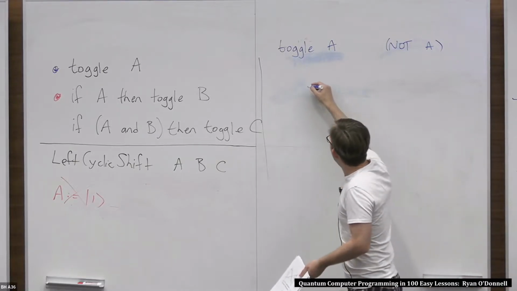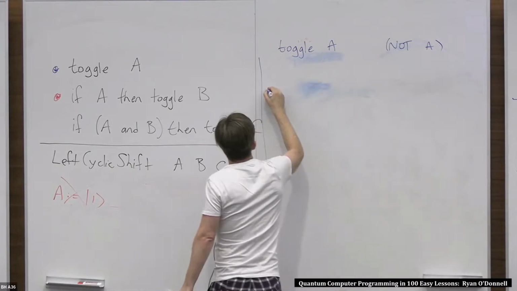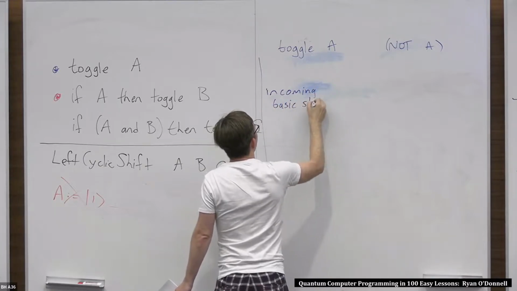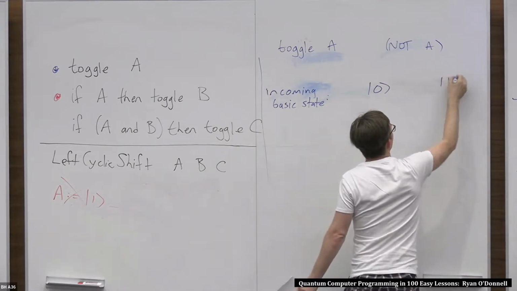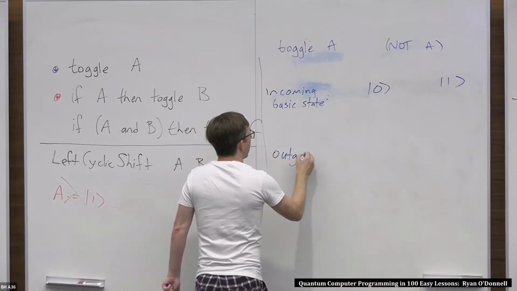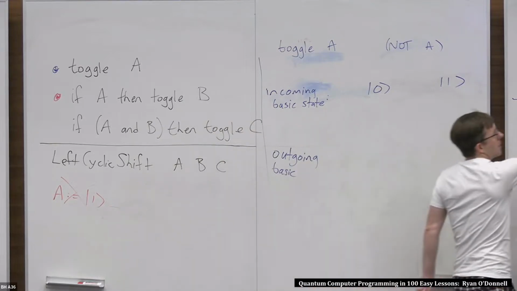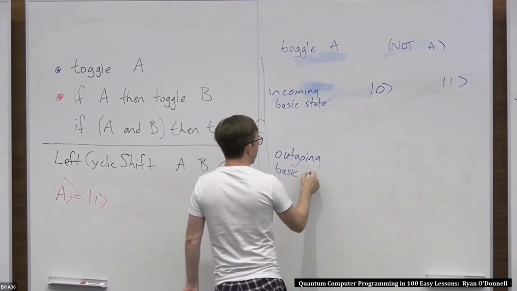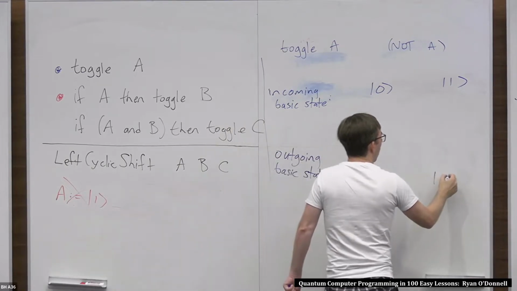I would say, okay, well, I'm going to write all the possible incoming basic states. So it could be 0, or it could be 1. And then let me write outgoing basic states. And because I know it's a classical type instruction, it has this basic state in, basic state out property. So if you give it basic states, it'll always return the qubit in a basic state. So I'll just write them here, 0, 1.